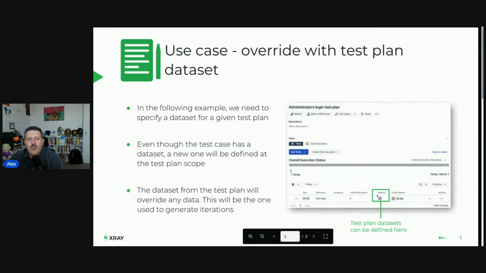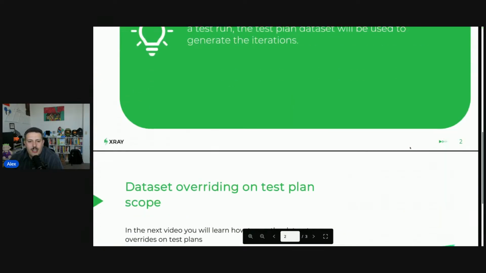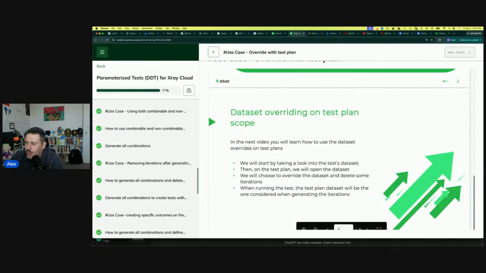Why would we want to override? In the following example, we need to specify the data set for a given test plan. Even though the test case has a data set, a new one will be defined at the test plan scope. The data set from the test plan will overwrite any data. This will be the one used to generate iterations. So when a data set is defined for a test plan, but not for a test run, the test plan data set will be used to generate the iterations. All right, let's go look at a video of what this means, because this was a little more confusing than I would have liked.